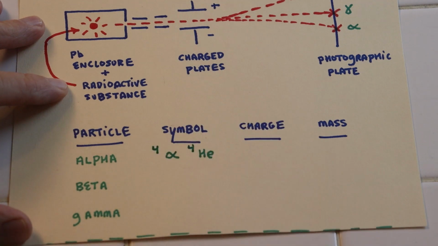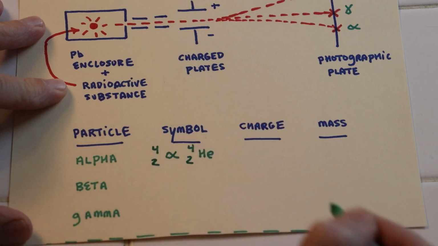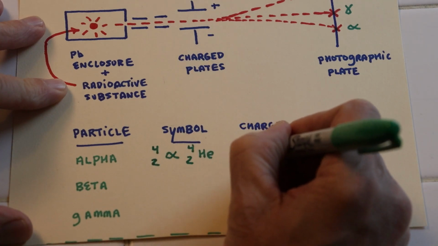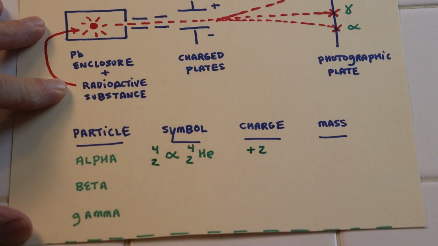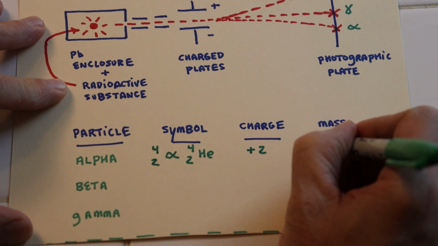And for both, it doesn't matter what symbol you use. As a matter of fact, in the next example, I'll show you a little bit of both. And then, of course, the atomic number of helium is 2. All right, and so we would say this has a charge of positive 2. So that's why they were deflected up above towards the negative electrode there. And then the mass would be 4 AMUs.